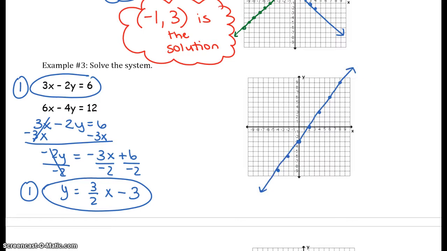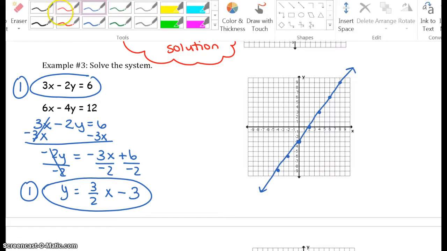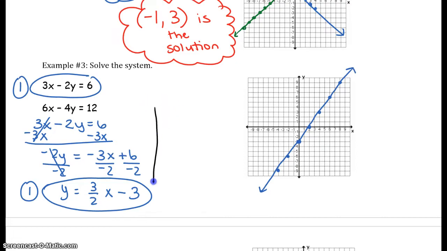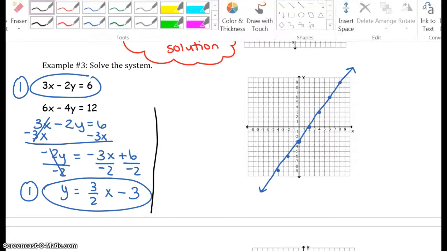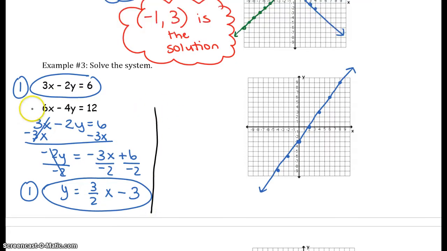Now we have to do the same thing for the second one. So I'm going to actually just draw a line myself because I don't want to get confused in my work. I'm going to rewrite this, the second equation.